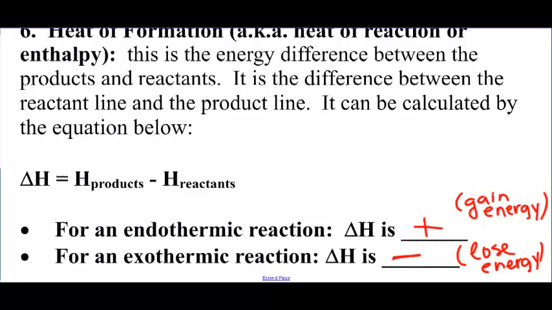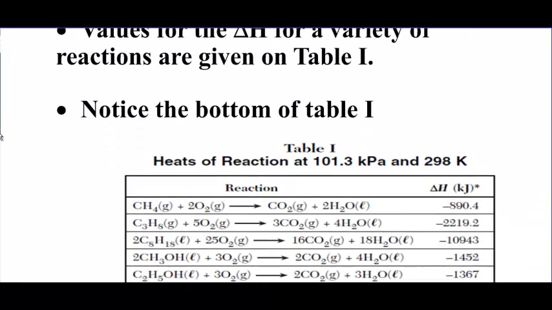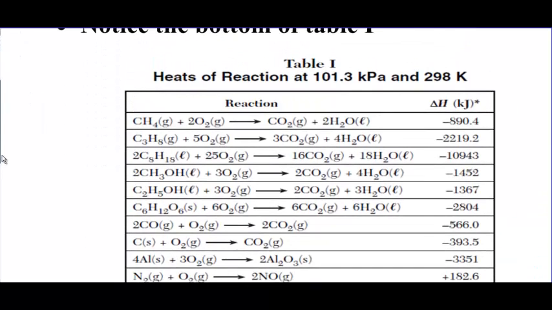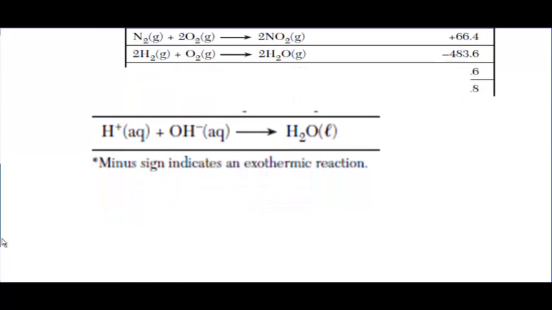Okay? There is a reference table for a bunch of different processes. Notice it here. It's table I. So they give you a reaction in table I, and then they give you the delta H. This negative would simply just indicate that it's an exothermic reaction. That much energy comes out every time that reaction occurs. If you ever forget delta H is negative, right at the bottom, I kind of clipped it in here, there's a little asterisk that says minus sign indicates an exothermic reaction.